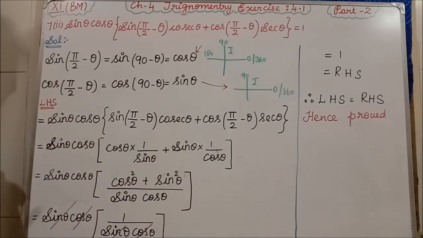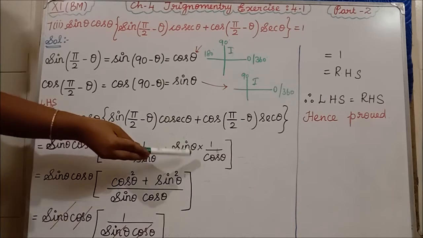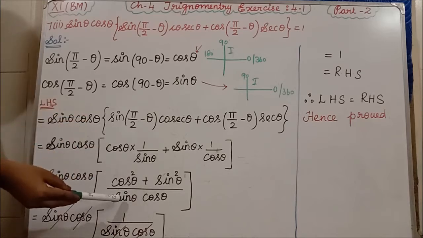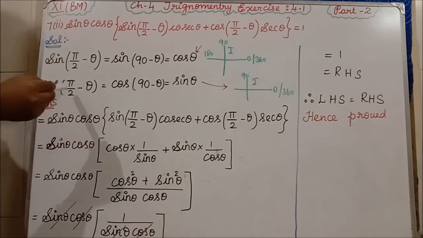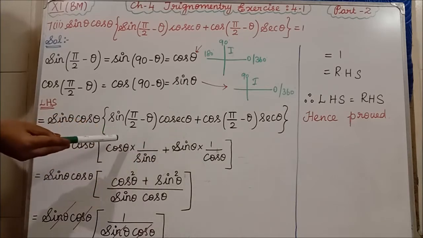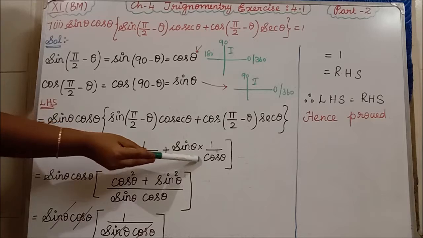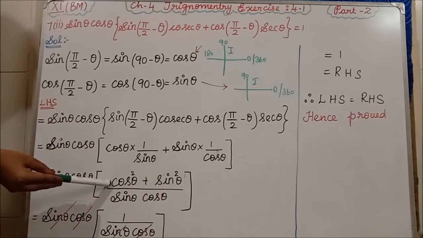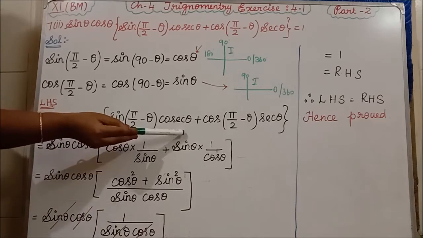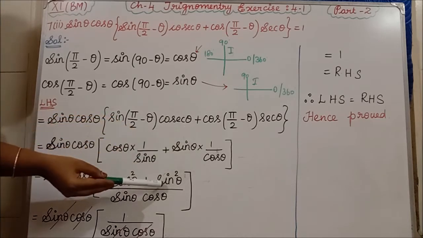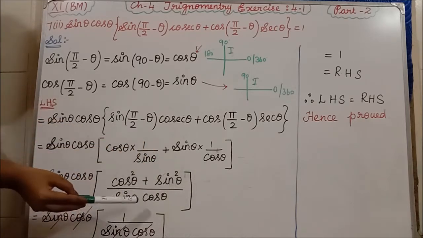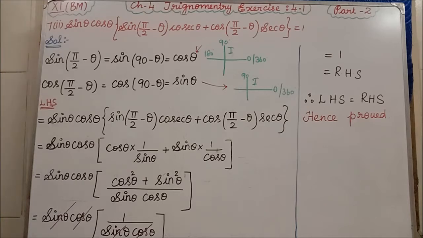Clear? Now see here, in the denominator sin theta we are having. Here in the denominator we are having cos theta. So in the next step I am going to do the cross multiplication. Here in the denominator cos theta, here in the numerator cos theta. So cos theta into cos theta is cos square theta. Here in the denominator sin theta, here in the numerator sin theta. So sin theta into sin theta is sin square theta, divided by sin theta into cos theta. I am doing the cross multiplication.